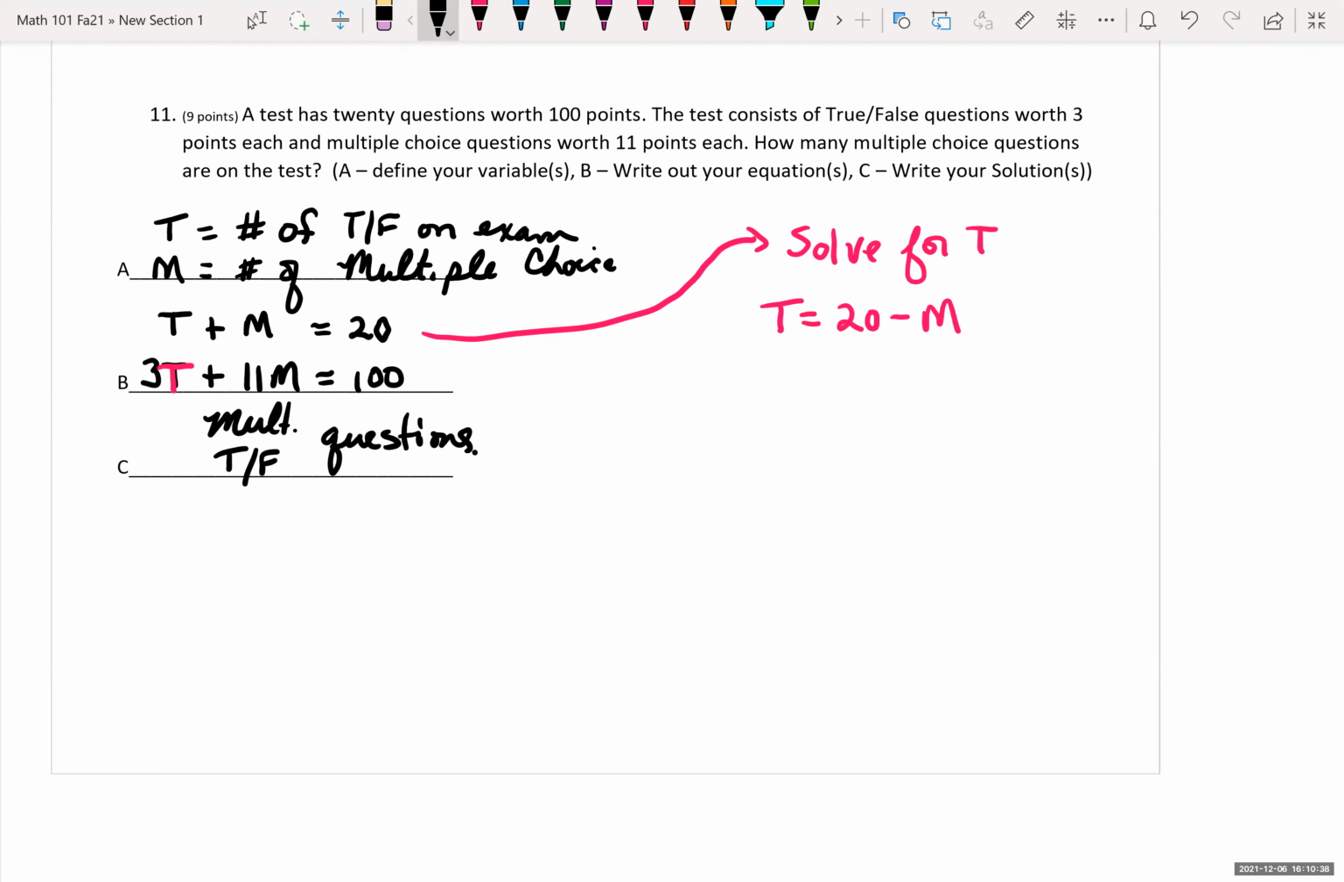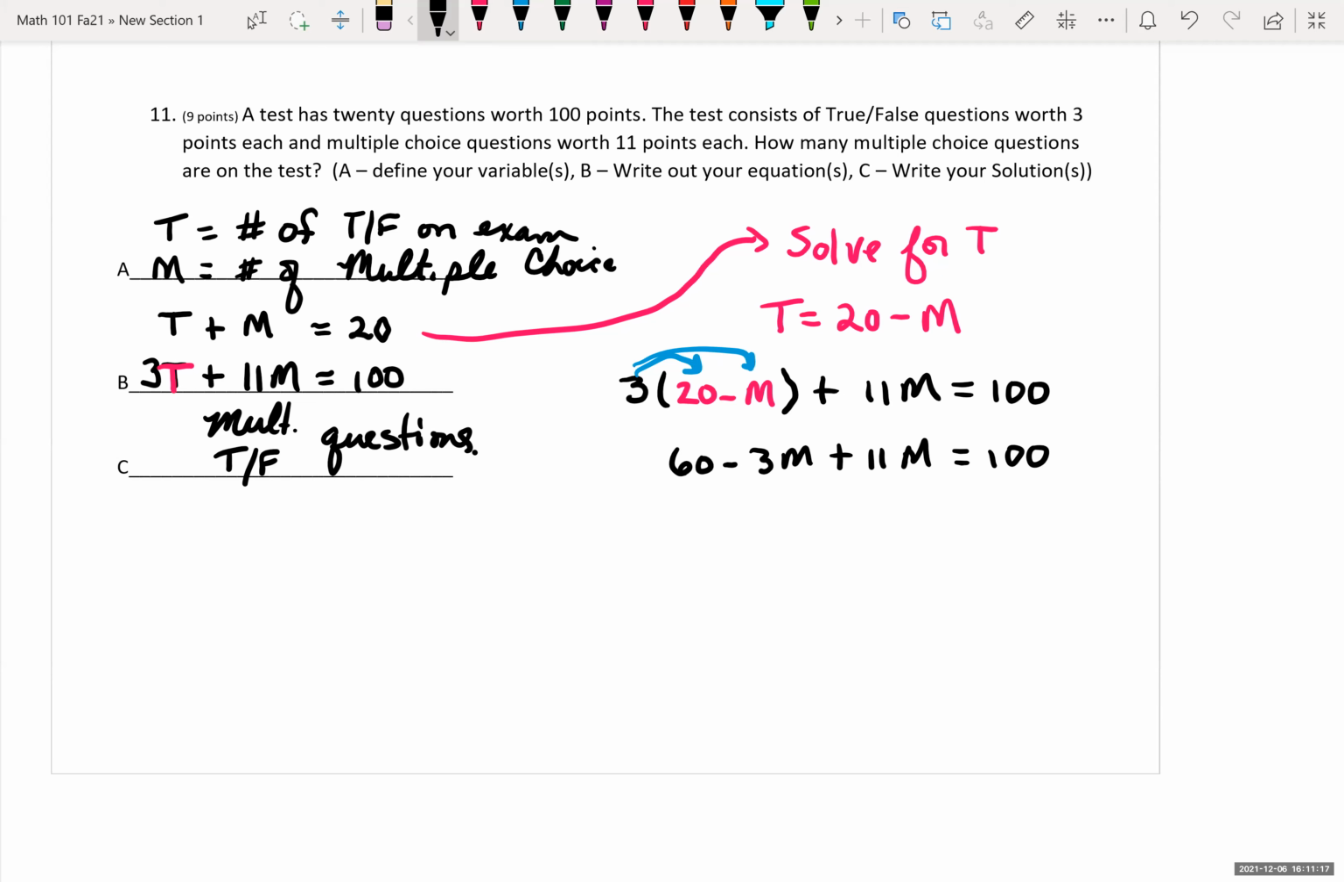When we do that, we get 3 times T, so I'll put a big parentheses there and replace what T is in a moment, plus 11M equals 100. Plugging in what T is, 20 minus M. Now we have one equation with just one variable. To solve this, we distribute our 3, combine like terms, and then isolate our variable. Distributing our 3, we get 3 times 20 is 60, minus 3M plus 11M equals 100.